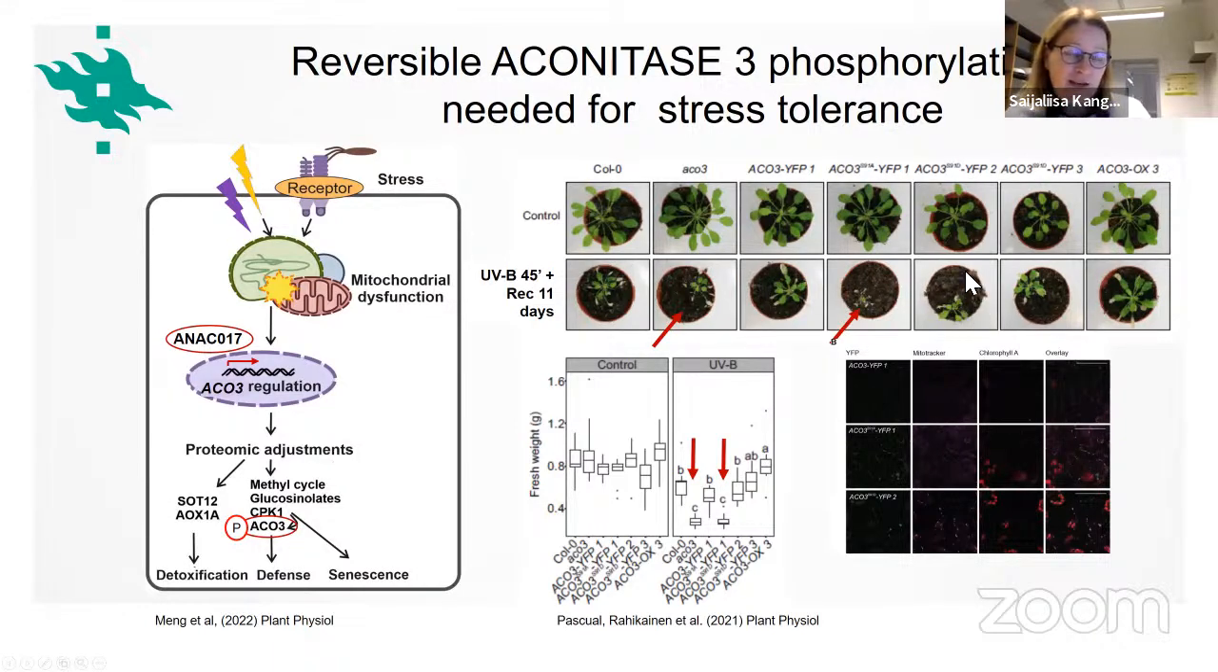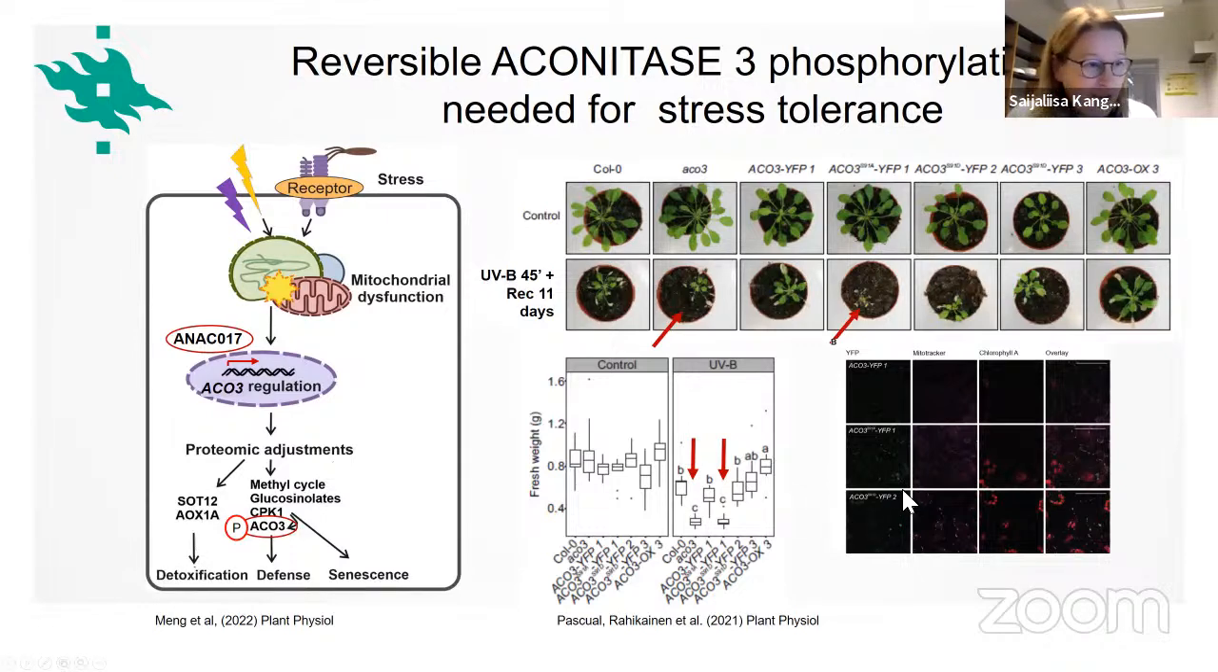But if you then look at the lines that were expressing the phosphomimetic version, they were doing a bit better than the aconitase knockout or the phosphodeletion line, but they didn't really recover to wild type levels. And the genotype that coped the best was again an aconitase overexpressor line, just like in the flooding stress. And here's the same thing quantified based on fresh weight. So you see that the aconitase 3 knockout and the phosphodeletion mutant are doing really badly. The phosphomimetic versions are a bit better, but the best surviving one is the aconitase overexpression.